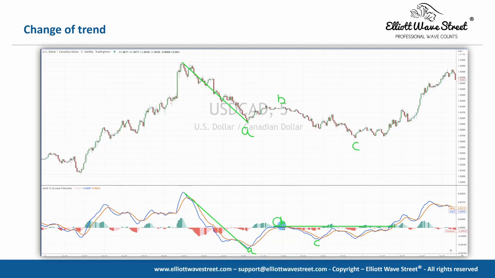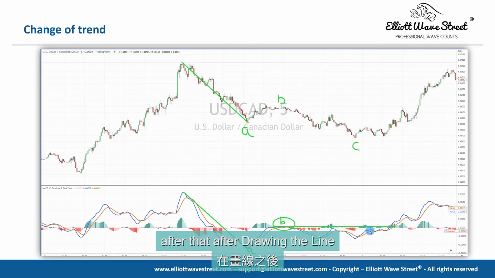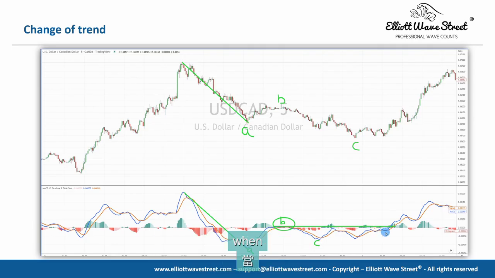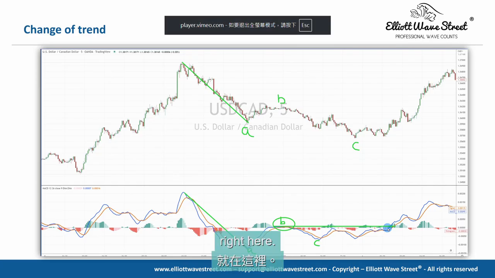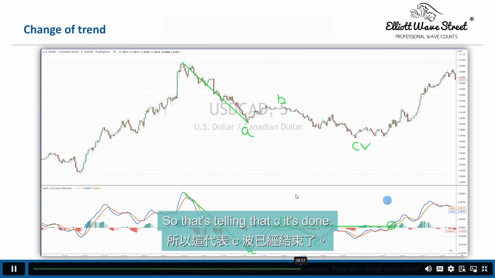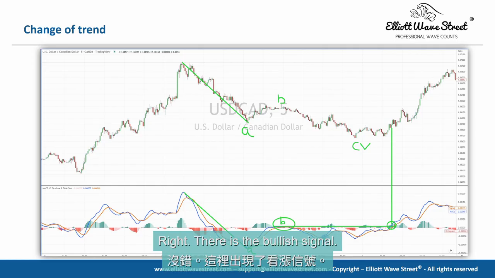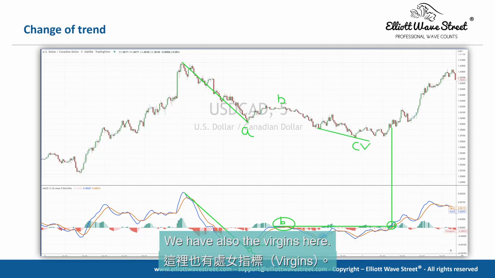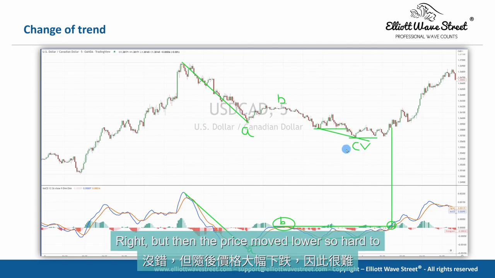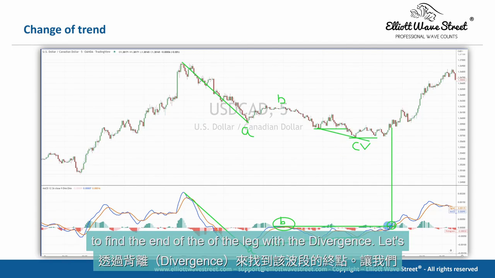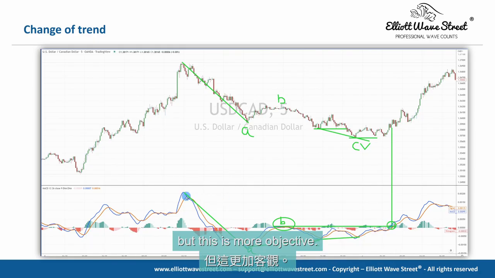After drawing the line, when my MACD line crosses up the green line, right here, right? So that's telling that C is done. Right here is the signal. Right there is the bullish signal. We have also divergence here, right? But then the price moved lower, so it's hard to find the end of the leg with a divergence, let's say. But this is more objective, right? This is clearly more objective.